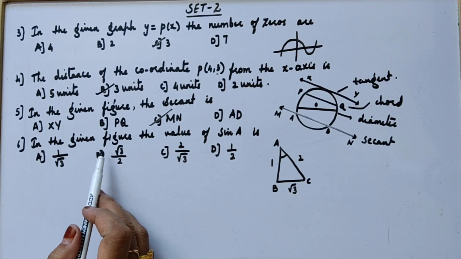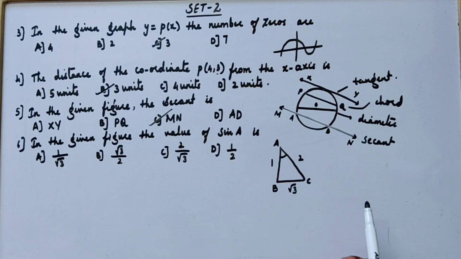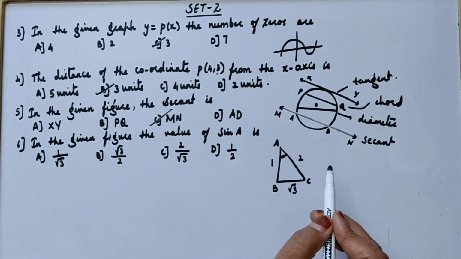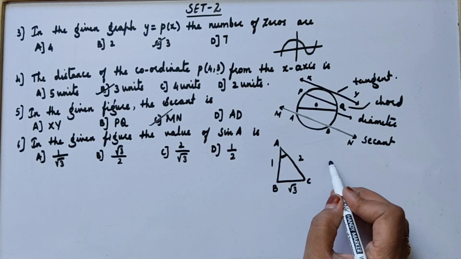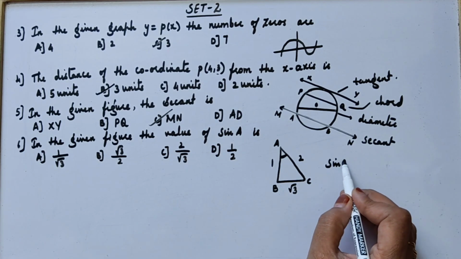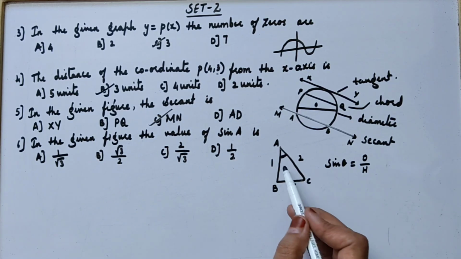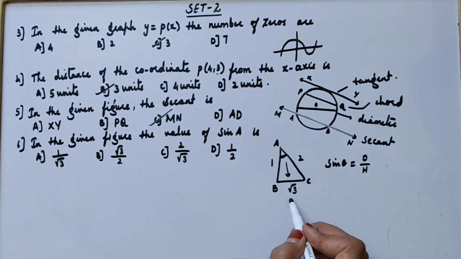In the given figure, the value of sine A is... this is the figure, a right angle triangle. A is an angle, let us mark A as an angle. We need to find out sine A. Sine theta, we know it is O by H, opposite by hypotenuse. When this is marked as an angle, this will become the opposite side.